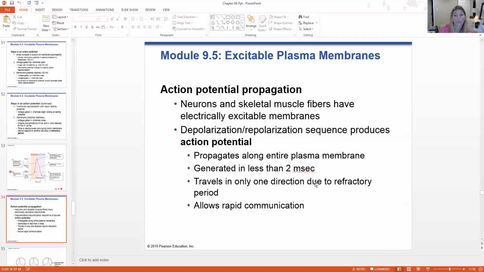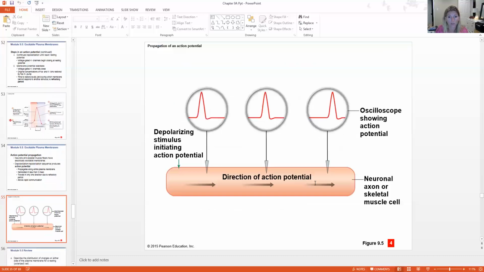So this whole thing can be propagated. We have action potentials that are propagated down an excitable plasma membrane. The neurons and skeletal muscles have what's called an electrically excitable membrane, which means a depolarization and repolarization can produce an action potential. This action potential is going to propagate or continue across the plasma membrane. It happens in less than 2 milliseconds, very, very quickly, and only in one direction. So it can't go from the muscle cell to the nerve cell, it only goes from the nerve cell to the muscle cell. This is allowing for super rapid communication between the nervous system and the muscle system.